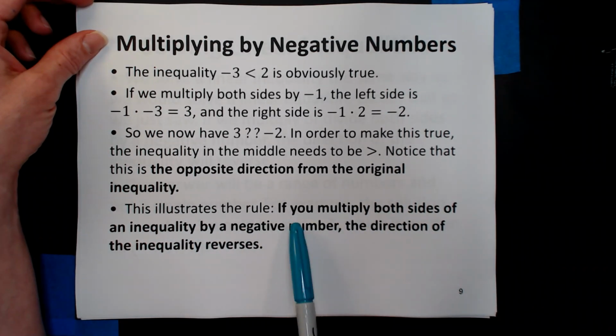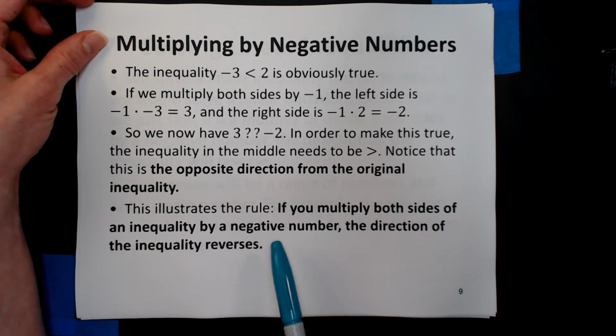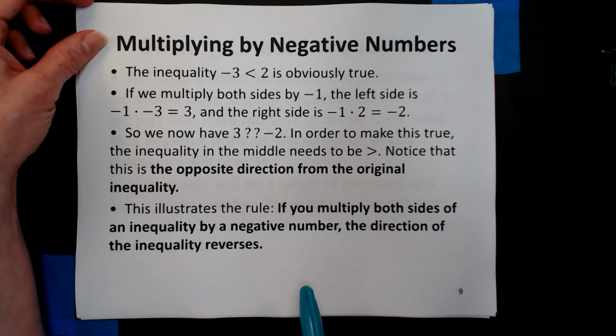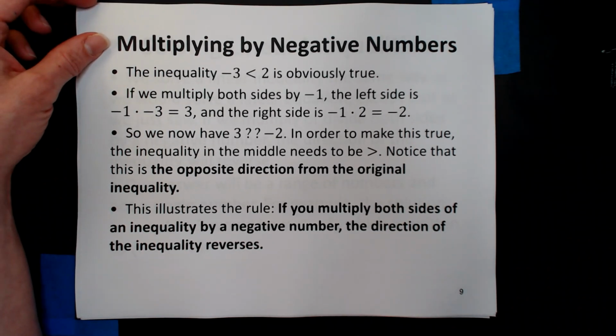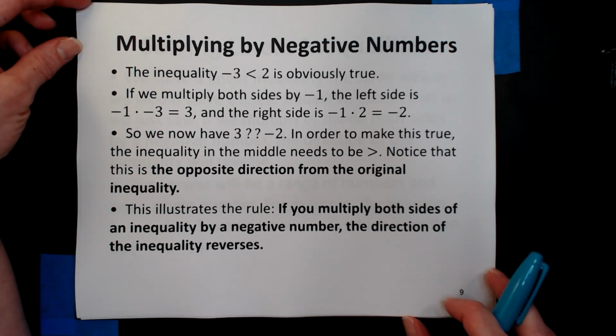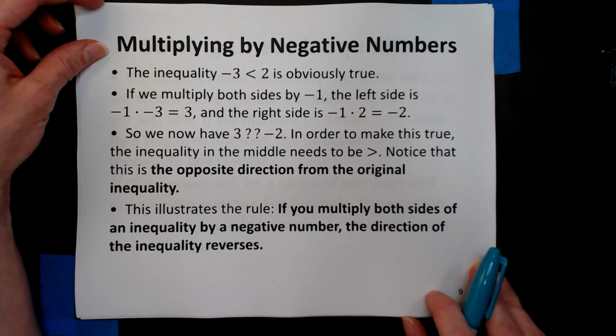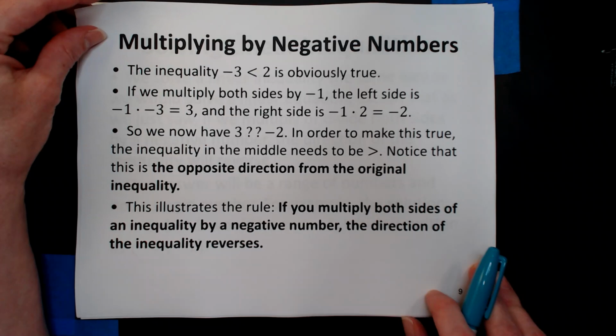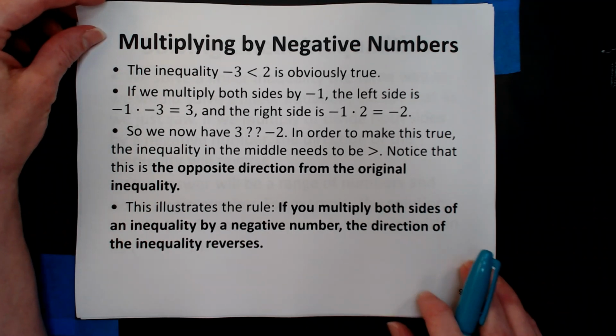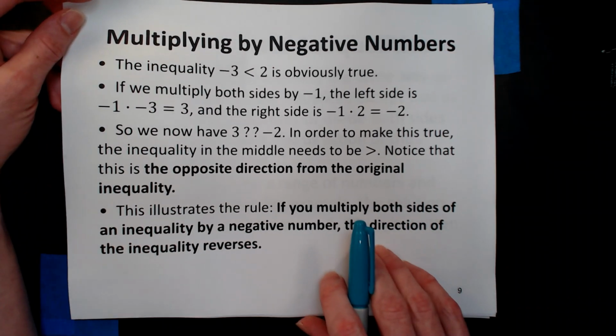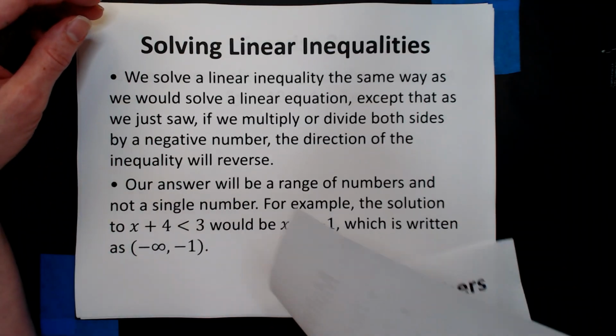This illustrates the rule. If you multiply both sides of an inequality by a negative number, the direction of the inequality reverses. So we've probably seen this before in our previous math encounters, that we flip the inequality sign if we multiply by a negative number. And the reason is because you're basically looking at the negative values of both. So you're going to rearrange everything and flip the inequality sign.